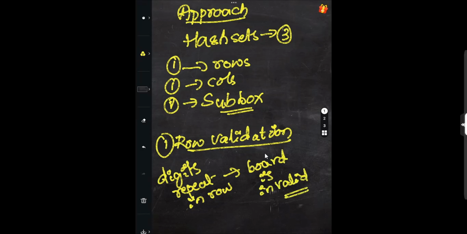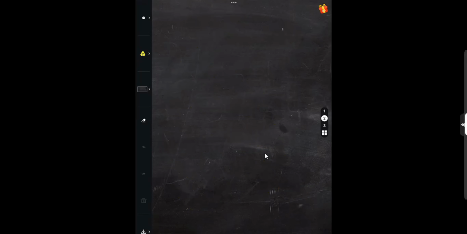This is where this is for the row validation. Next, let's move on with the column validation, right? So I'll just give here column validation.